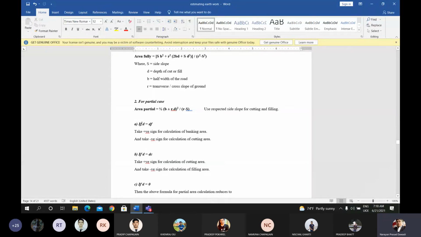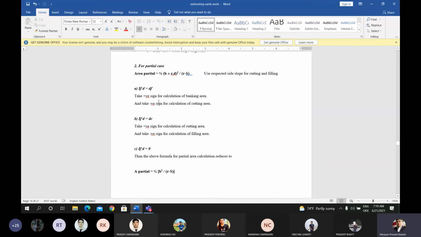If D is equal to DF, take the positive sign for calculation of the banking area, and take the negative sign for calculation of cutting area. If D is equal to DC for the partial case, take the positive sign for the calculation of cutting area and the negative sign for the calculation of filling area. If D is equal to 0, also the partial case, put the value of D here. The R into D will be 0. Okay, RD will be 0.